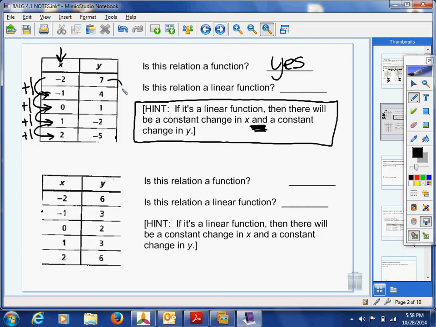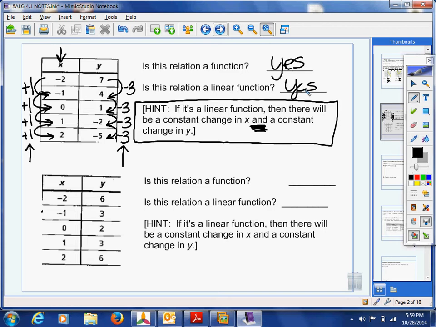Now let's check out our y's. Now how did I get from 7 to 4? You're right, I went down 3. 4 to 1, went down 3. 1 to -2, I went down 3, and then -2 down to -5, I went down 3 more. So again, we went down the same amount. We were decreasing by 3 each time. So I have a constant change in my x's right here. I have a constant change in my y's. And guess what? That means, yeah, that's linear. This is a linear function, in addition to being just a regular old function.